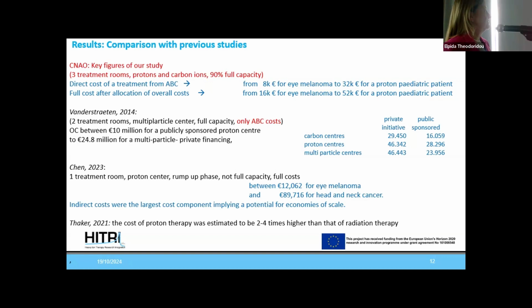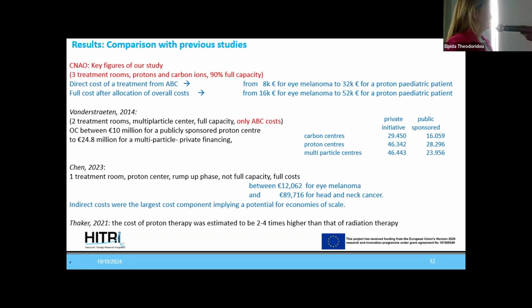The direct cost of a treatment coming only from the activity-based costing varies from 8,000 euro for eye melanoma to 32,000 euro for proton pediatric patient. If we shift from the cost traced by ABC to the full cost of this procedure, this increases from 60,000 for eye melanoma to 52 for a pediatric patient with protons.